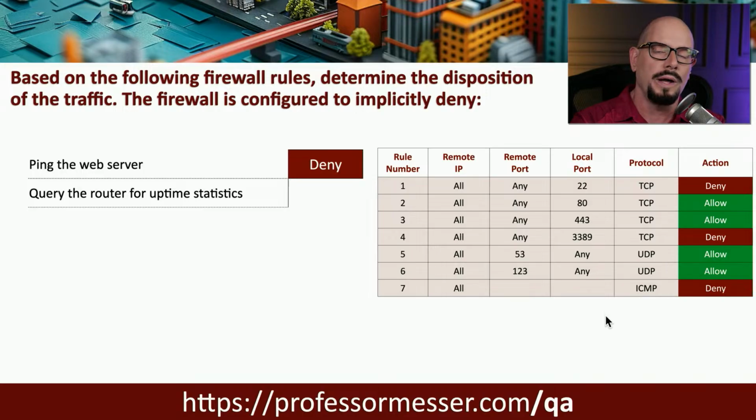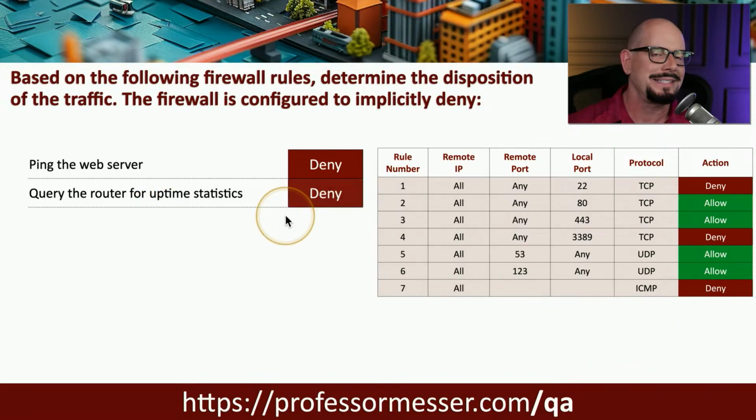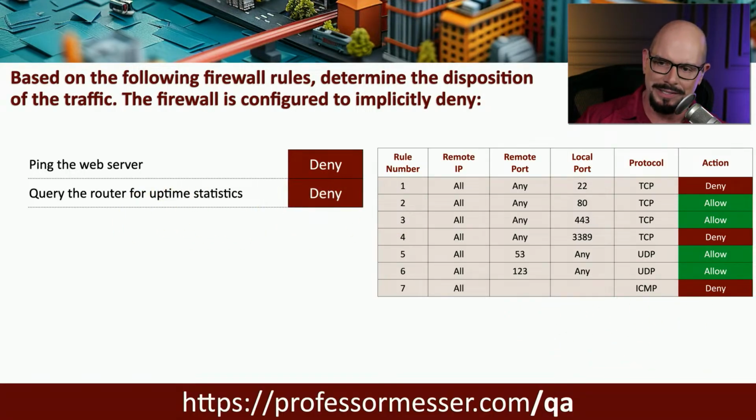Well, you have to know what the default rule is for the firewall. What does this particular firewall do when nothing matches the rule base? And as I said in the question, this firewall is configured to implicitly deny. So we've gone through the explicit rules that we have typed in, but if it doesn't match any of those, there's an invisible rule at the bottom, if you think about it. An invisible rule that says deny everything. So if it doesn't match, it's denied. And in this case, querying the router for uptime statistics does not match, so it is denied.